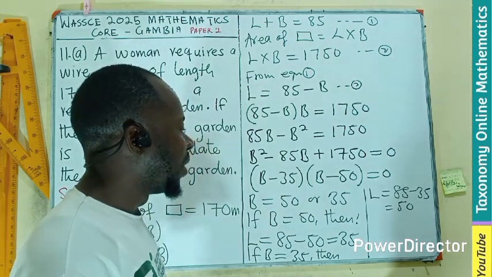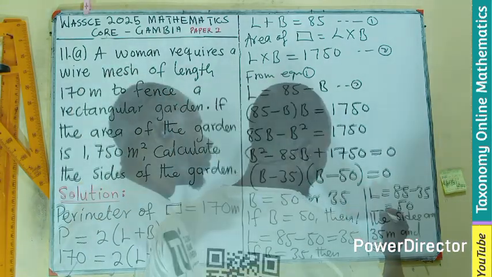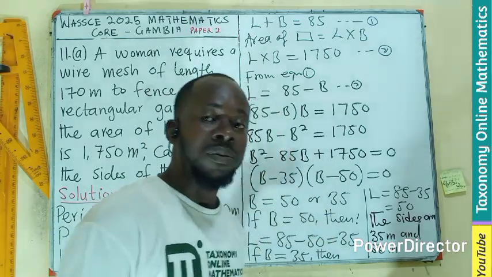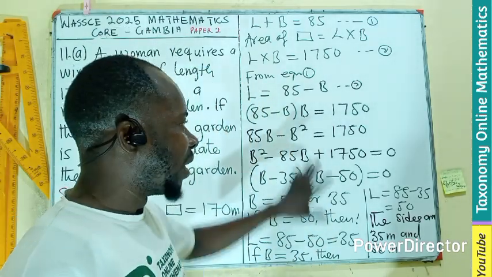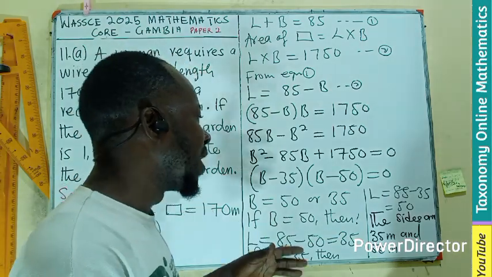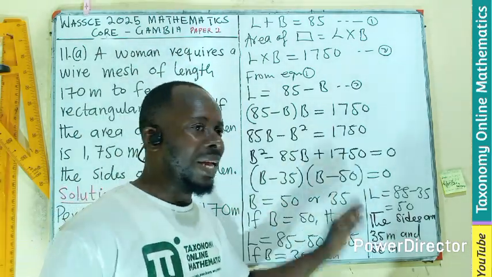So we can conclude that the sides are 35 meters and 50 meters. Pardon me, I'm trying to conserve space. That's why I put everything here, I don't want to clean this side.